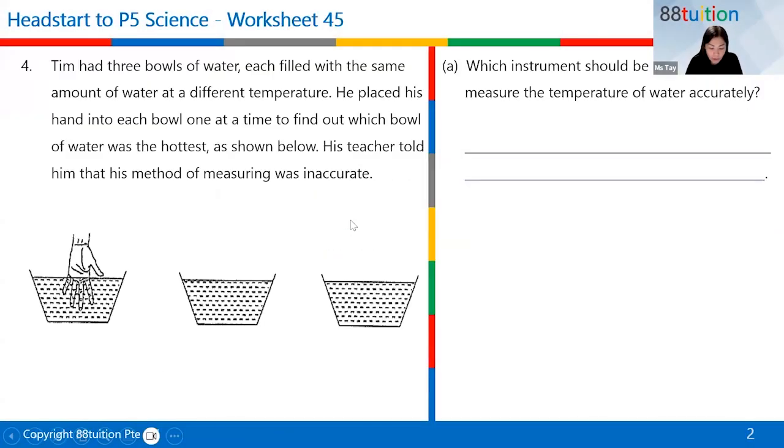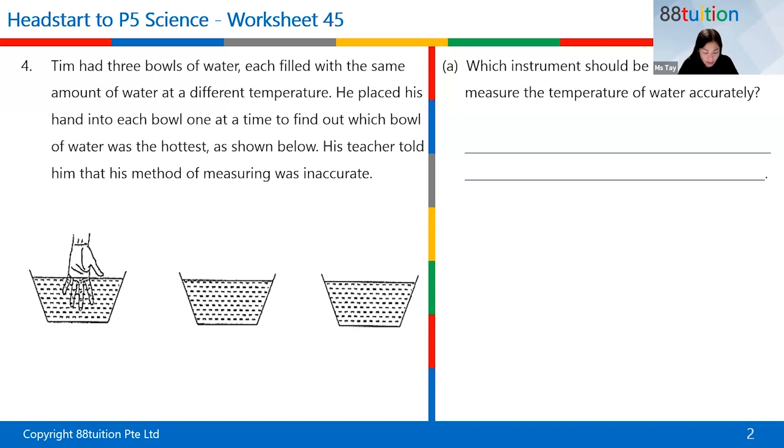Okay, now, so last lesson, we had one question that we have not covered. So this question is about Tim. Tim had 3 bowls of water, each filled with the same amount of water at a different temperature. So he placed his hand into each bowl, one at a time, to find out which bowl of water was the hottest, as shown below.